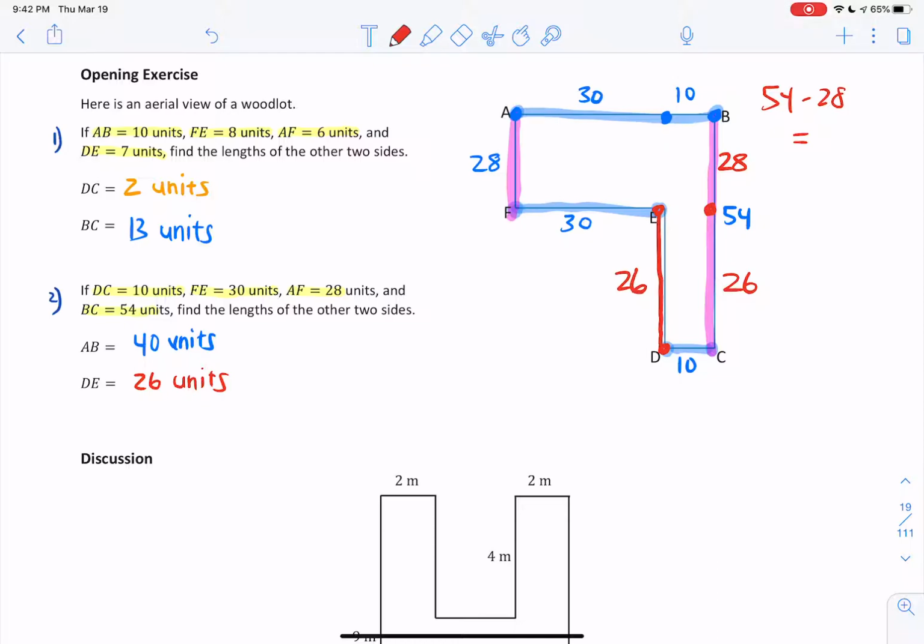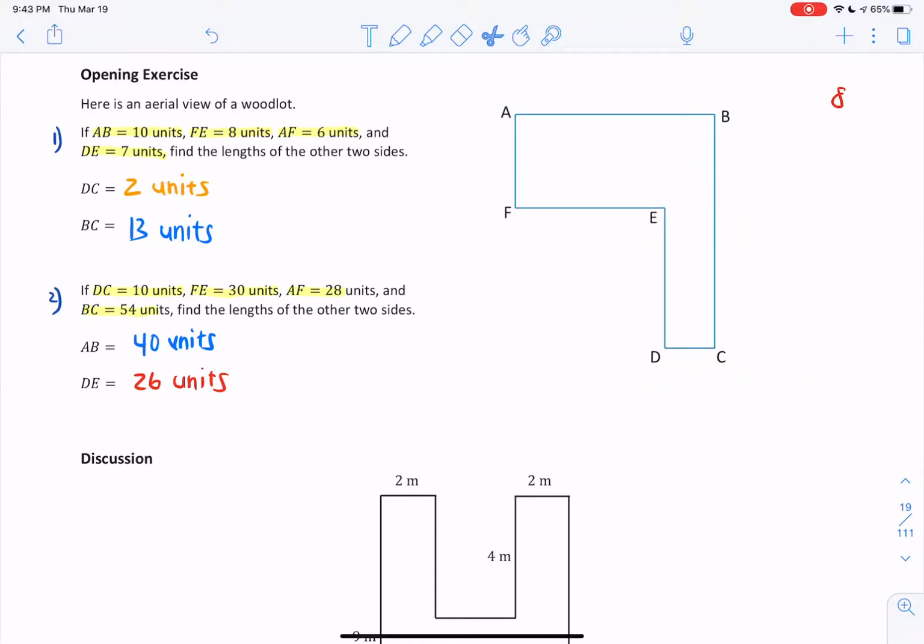Right? So you're going to see problems like this, random shapes, and it's going to be your job to figure out a lot of key information about it. There's going to be some parts that are missing, but if you could do a little bit of detective work, you're always going to be able to find the length of the sides. Additionally, you are going to see problems where they ask you to find the area of these mystery shapes. And one of the big key things you're going to have to do is just really break it apart into sections.